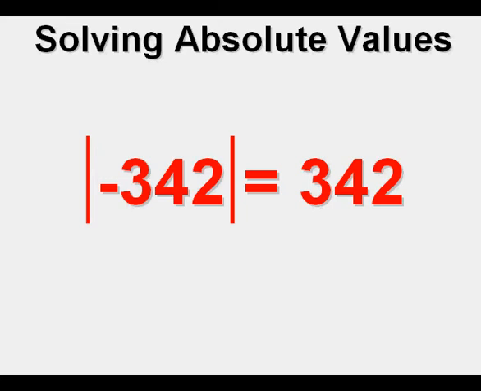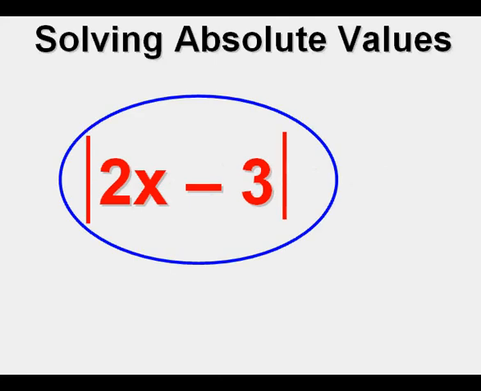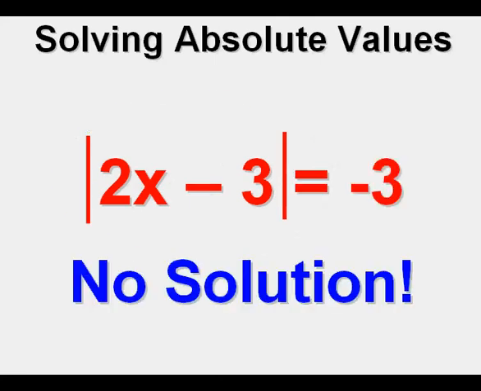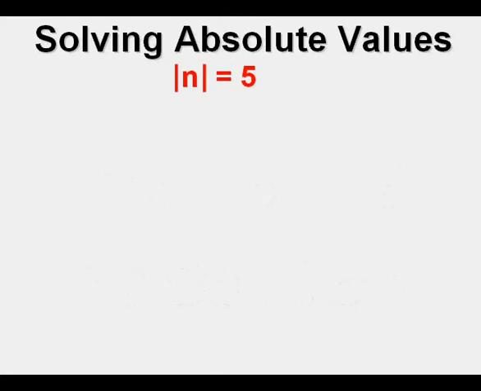Therefore, if you see an absolute value expression on one side of an equal sign and a negative number on the other side, you need to recognize that there is no solution for the equation. In this instance, there is no value of x that can make the absolute value of 2x minus 3 equal to negative 3.